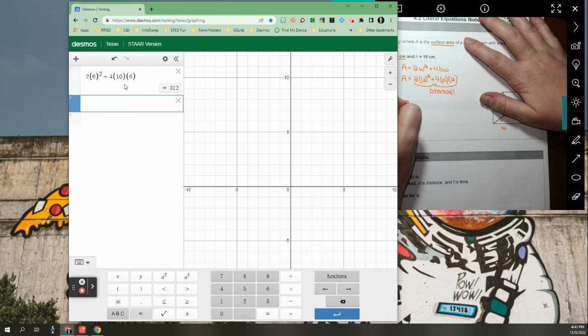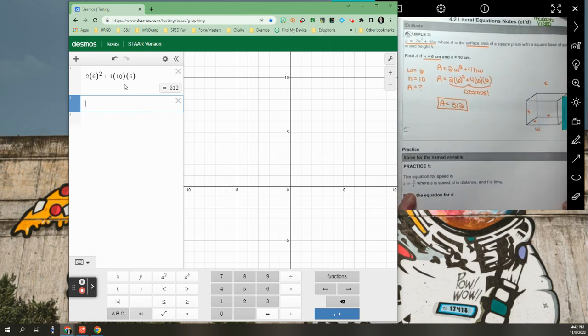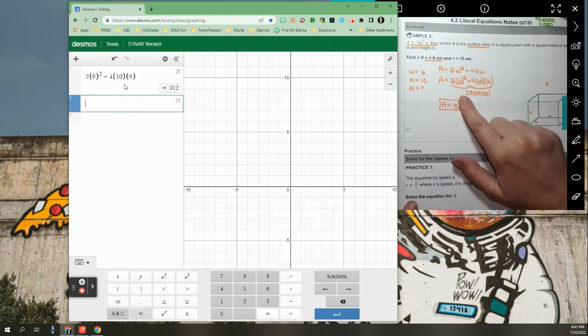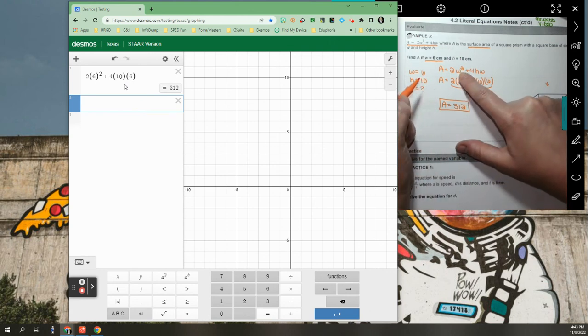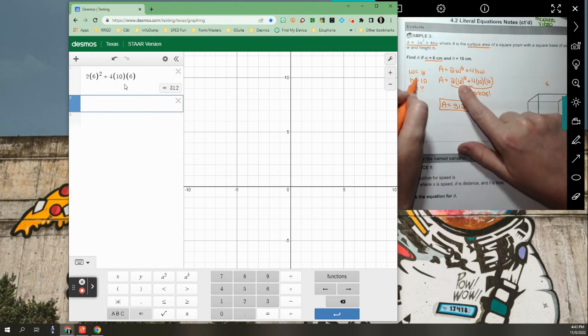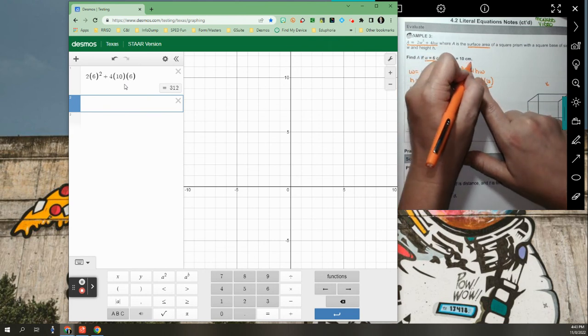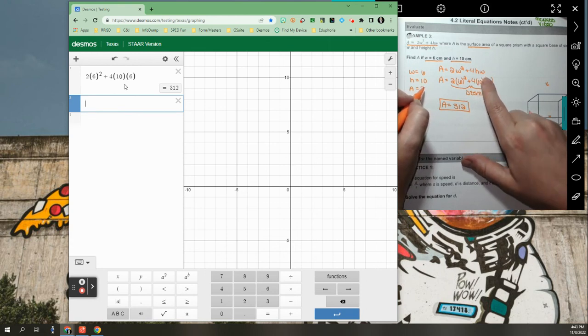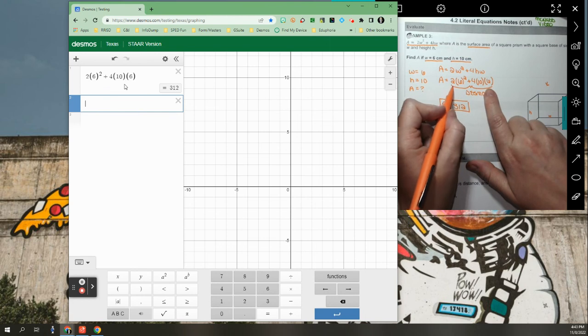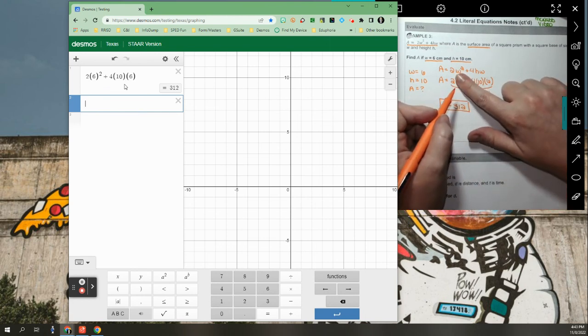A equals 312. Okay, that was not hard, guys. The tricky part there was knowing to write parentheses instead of our variables. And then knowing, hey, I see a W here, so I'm going to put a 6 here. I see an H here, so I'm going to put a 10 here. I see another W, so I'm going to put a 6. And then when we type it in, making sure it is exactly as it goes.